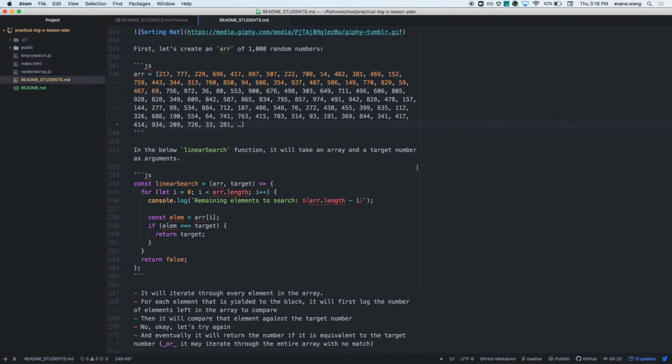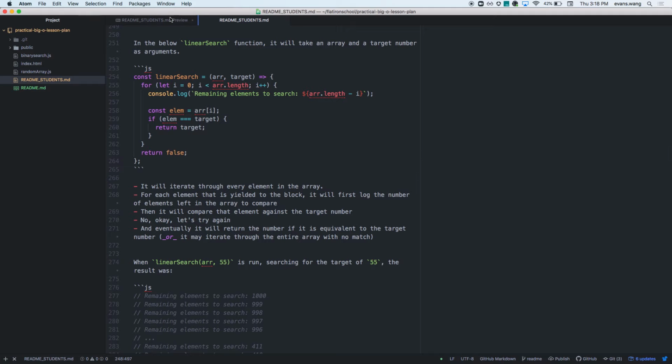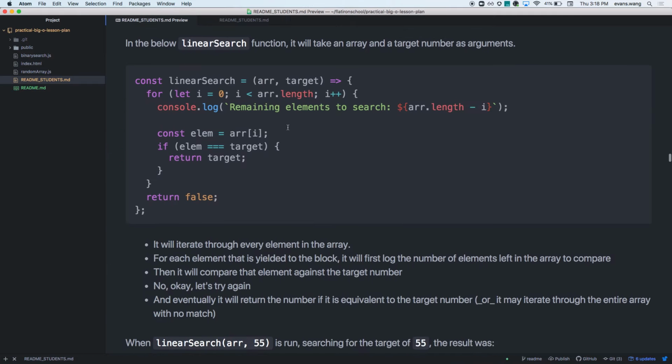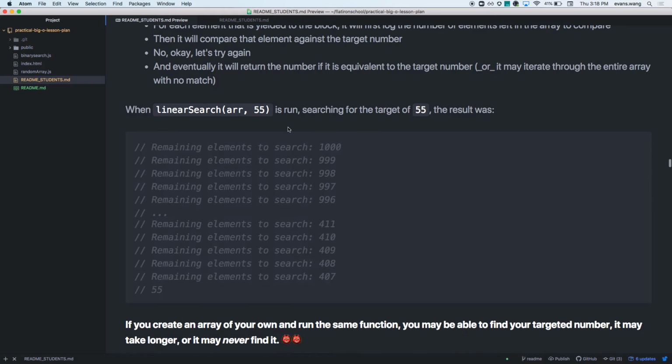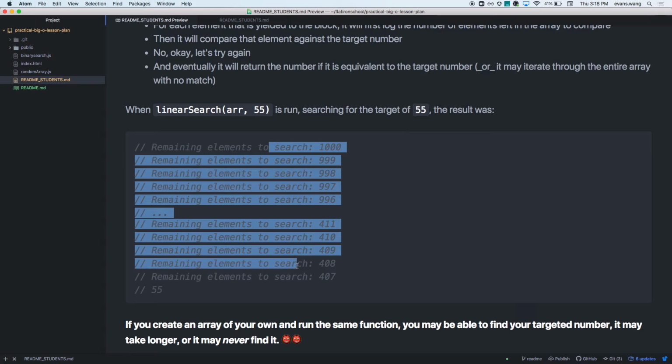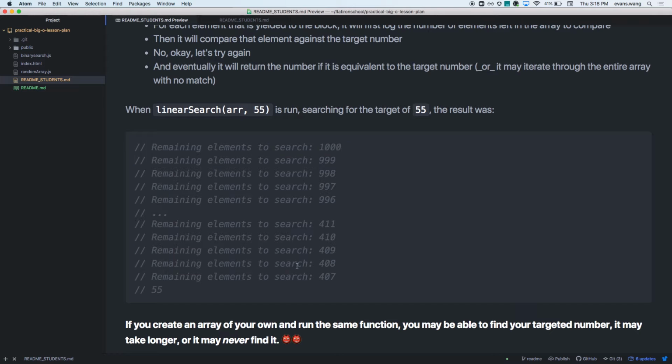All right, let's go back to this. Look at that README preview, right? The idea here is, in theory, if I were to look for 55 inside this array of 1,000, this is kind of what it would give me if I actually put in an array of 1,000, which is insane. It would give me all the way until I hit 55.